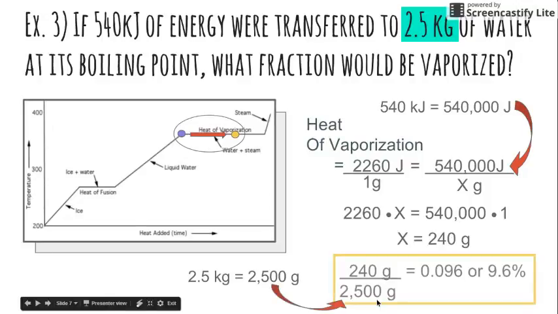And then we're going to figure out fractions. So if we have 240 out of this 2,500, you just got to divide the lesser by the greater, and you end up with 9.6%. So what this means is 9.6% of the original amount of water that we had is turning into a gas and vaporizing into the air.